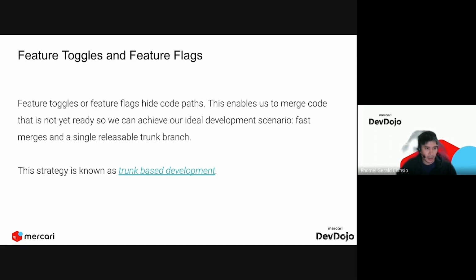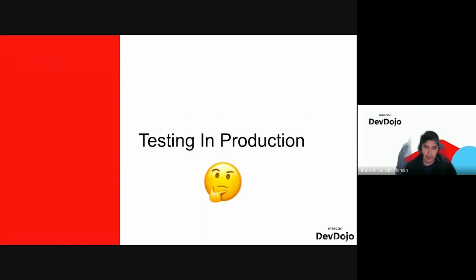So to complete the slides, feature toggle, feature flag, hide code paths. And this is what allows us to merge code immediately. If you want to know more, this is called trunk-based development. So we'll return to that as part of the hands-on. For all of you still thinking, that's great, and I want you to keep thinking, but let me finish the content. So now, testing in production briefly.